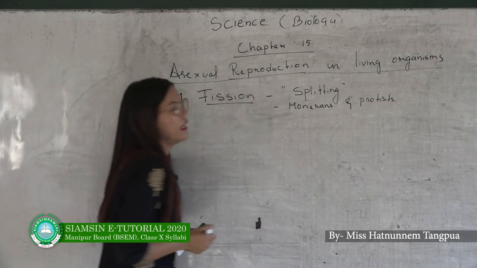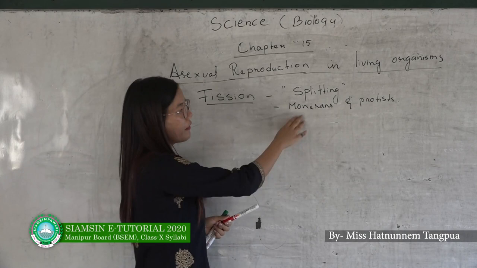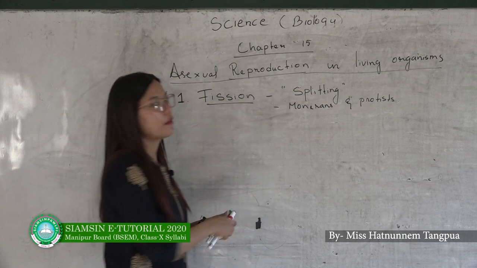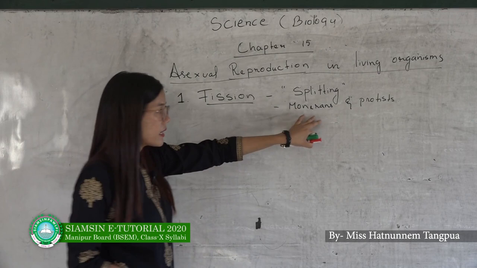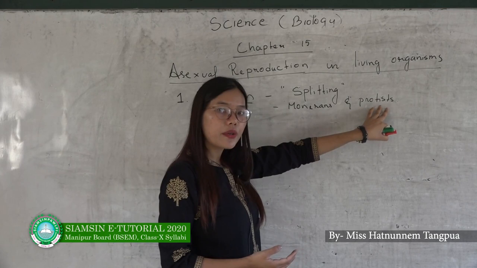Monerans and protists come under the five kingdom classification. Monerans are the first kingdom, which includes all types of bacteria, which are unicellular prokaryotes. Protists are the second kingdom; they are unicellular eukaryotes, like amoeba.